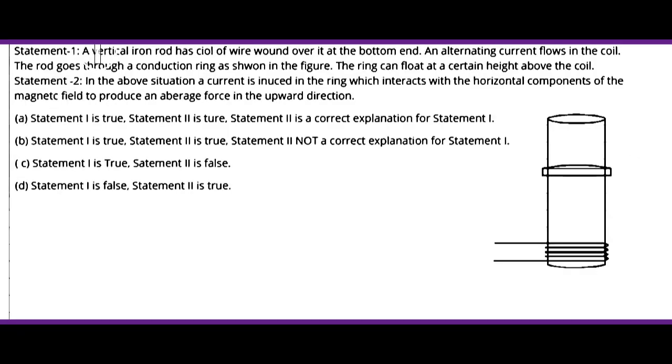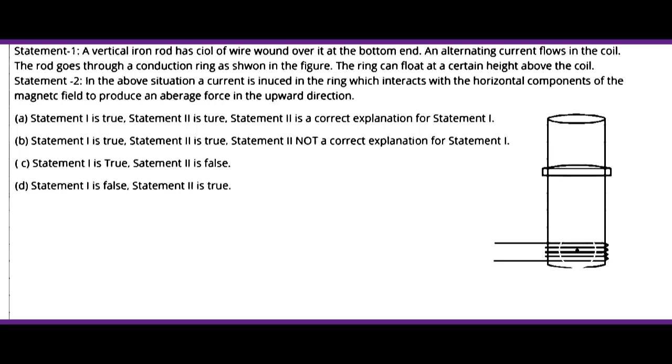Hello everyone. A vertical iron rod has a coil of wire wound over it at the bottom end. An alternating current flows in the coil. The rod goes through a conducting ring as shown in the figure. The ring can float at a certain height above the coil. In the above situation, the current is induced in the ring which interacts with the horizontal components of the magnetic field to produce an average force in upward direction. So the question has given us two statements and is asking if both of them are independently true and if statement 2 is the correct explanation of statement 1.